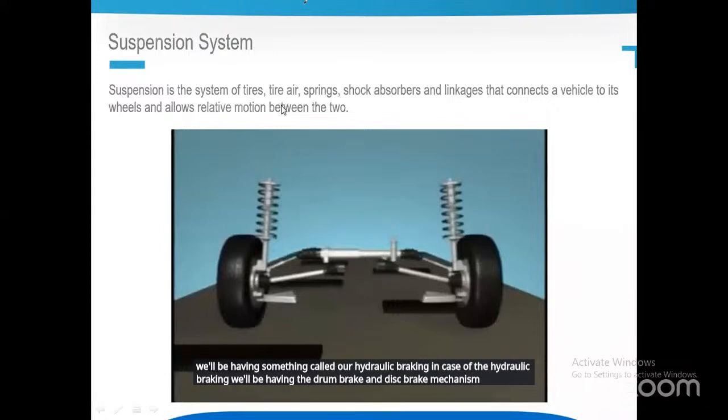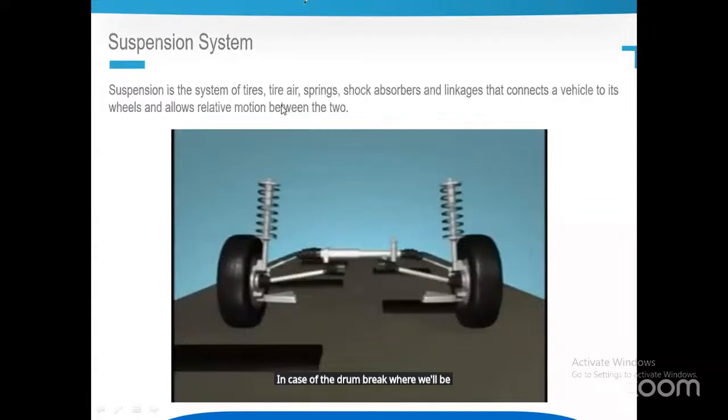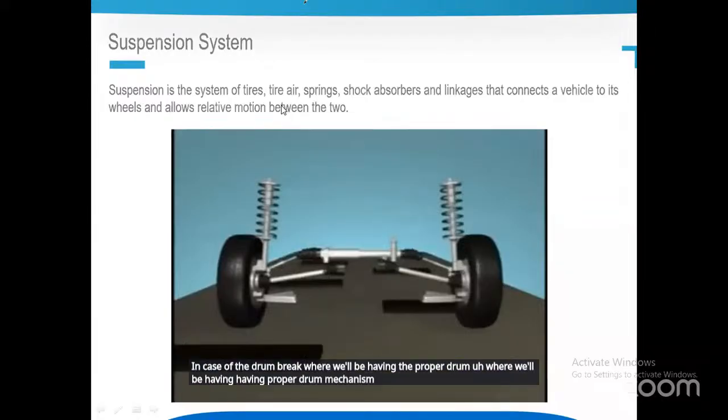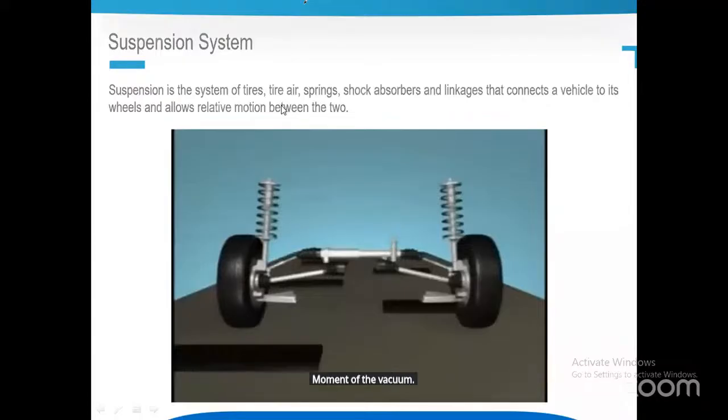In case of the drum brake, we'll be having the proper drum mechanism. Whenever the fluid is entering into the drum, the inside layer will be expanded and the brakes will be applied. And in case of the disc mechanism, you'll be having something called your caliper plates. The caliper plates will come into contact and stop the movement of the vehicle. Clear?